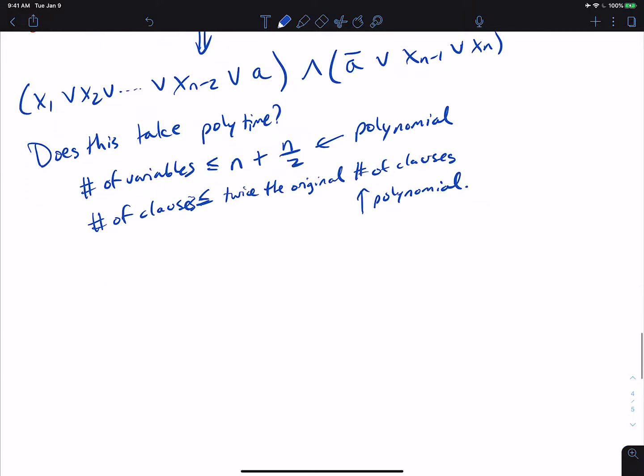And therefore, this effectively shows that, oops, I did the wrong direction. So CNF-SAT poly reduces to 3-SAT, which implies that 3-SAT is NP-complete.